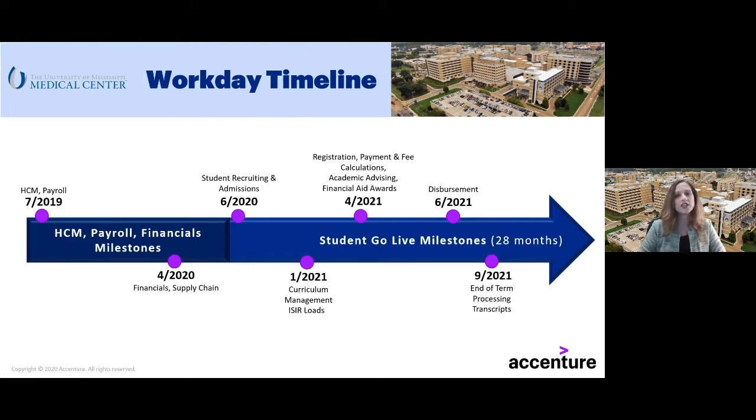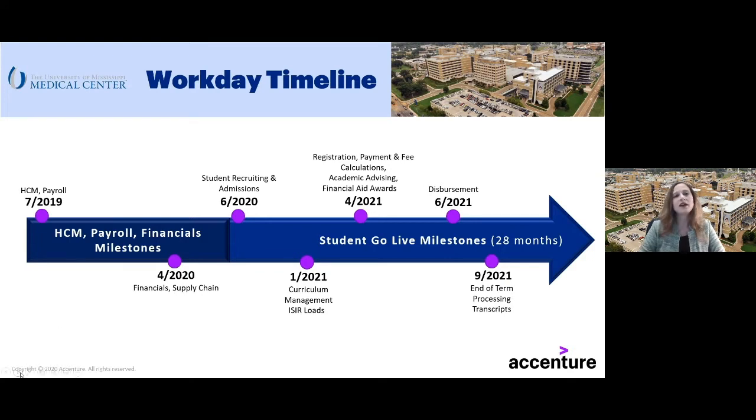We launched our project in January of 2018 and went live with HCM payroll and the majority of finance in July of 2019. Accounts payable and supply chain management followed in April 2020, and 3 months later in June, we went live with the first of our 5-phase student implementation with the launch of recruiting and admissions. We will continue to roll out functionality from now until September 2021 with the conversion of our historical student records.